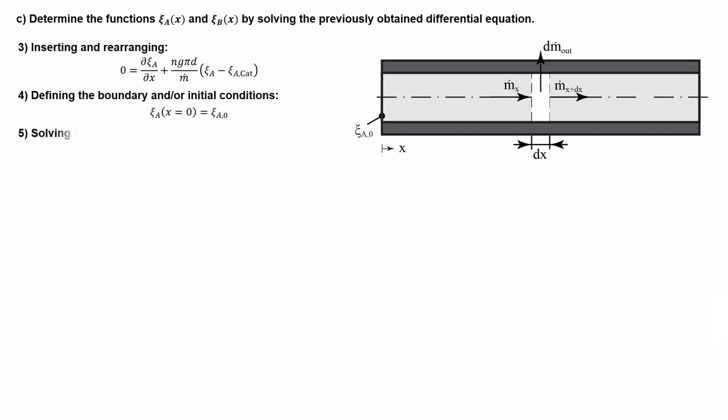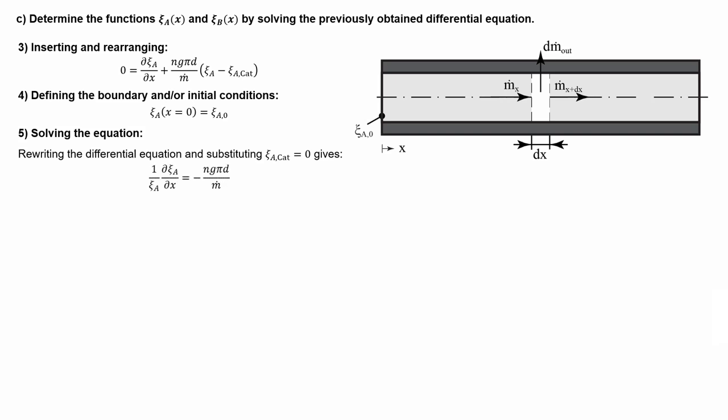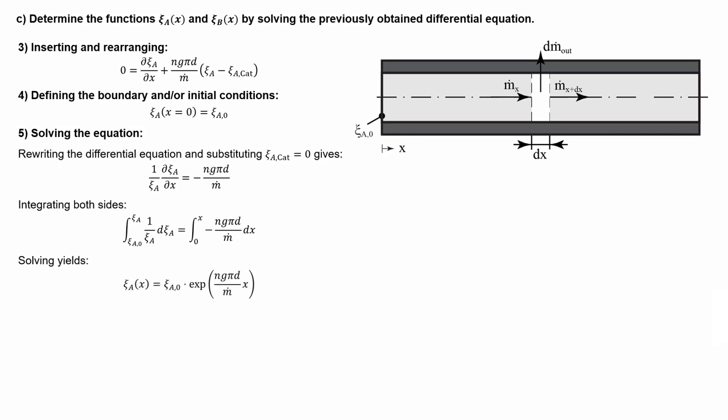To solve the equation, we have to rewrite its form and substitute the mass fraction at the catalyzer wall, which is 0, and if we do this, we get the following expression. And then the next step is integrating both sides of the equation. Working out this integral expression leads to the following exponential function describing the mass fraction of component A.